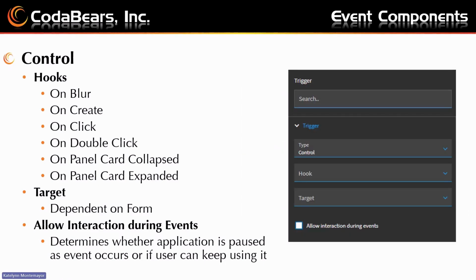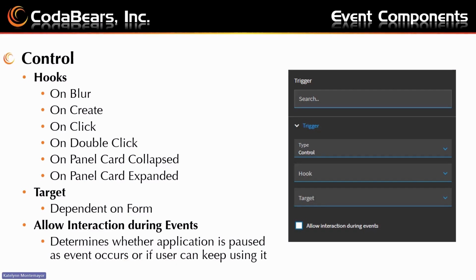The on create hook triggers an event when a component is first initialized, and that would be useful for setup logic, so when you're loading default values and stuff. And then the onClick and DoubleClick, again, is going to be used when you're pressing buttons, a grid row, or a card. And then on panel card collapsed and expanded, again, those are just when you collapse and expand a panel card.